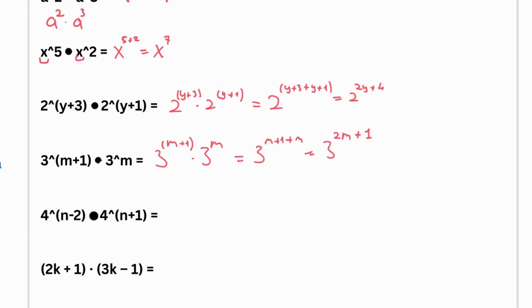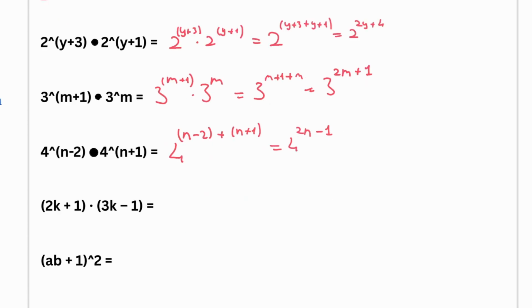Don't forget to pause the video and do it yourself. Let's do this one. Which would give us 4 to the 2n, and minus 2 plus 1 would give us minus 1.